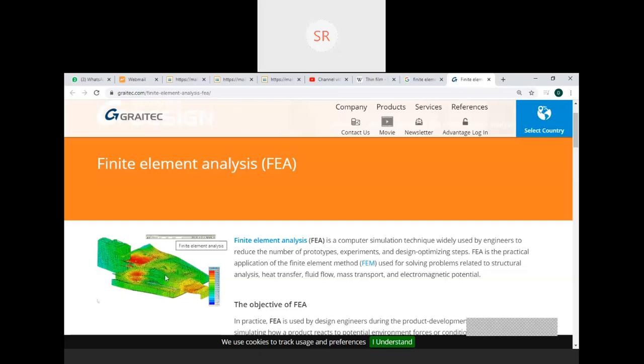Can you say this? The structure. Hello? Can you see this window? Hello, sir. Yes, Finite element analysis.